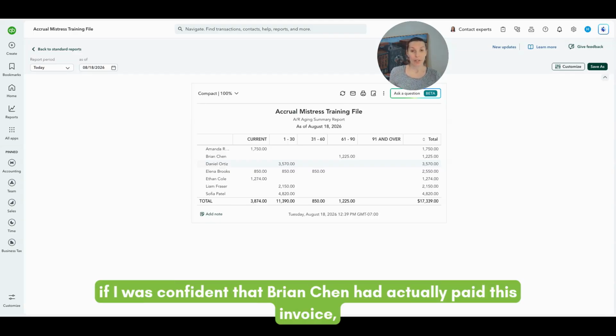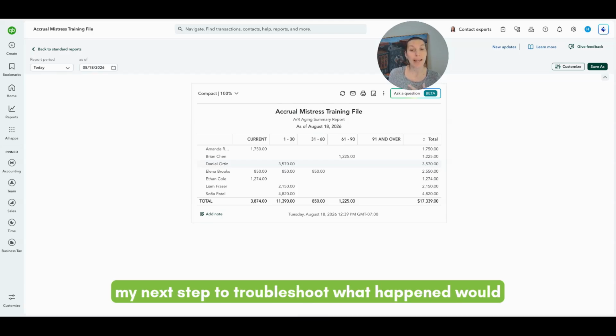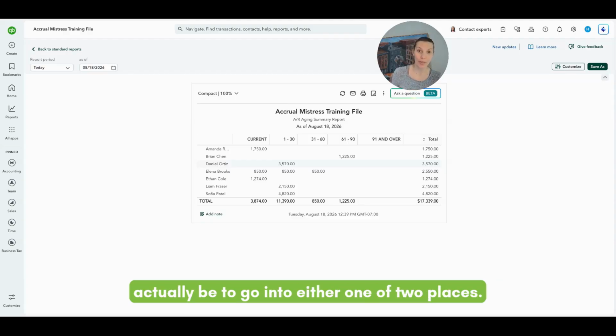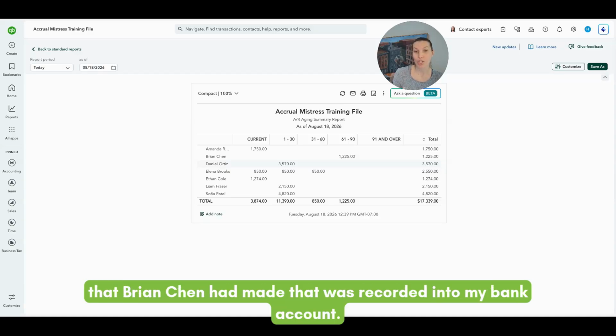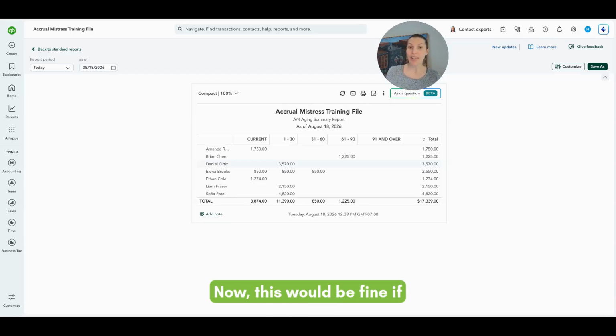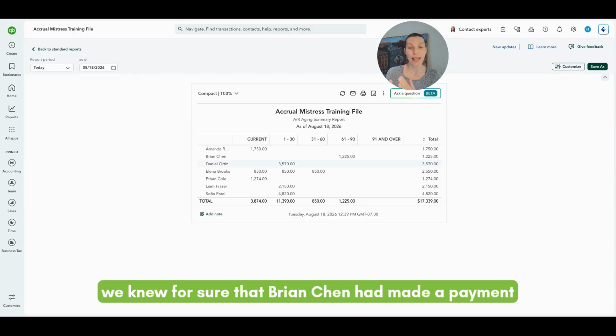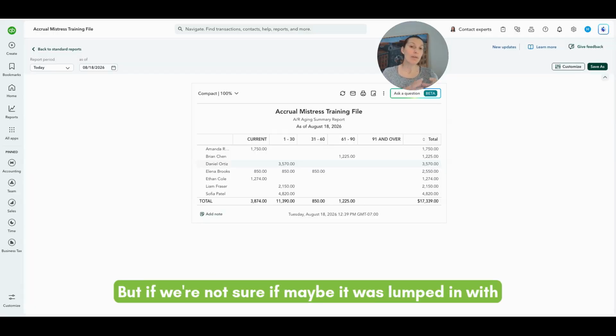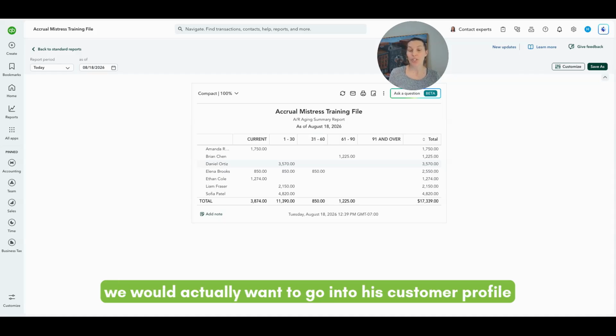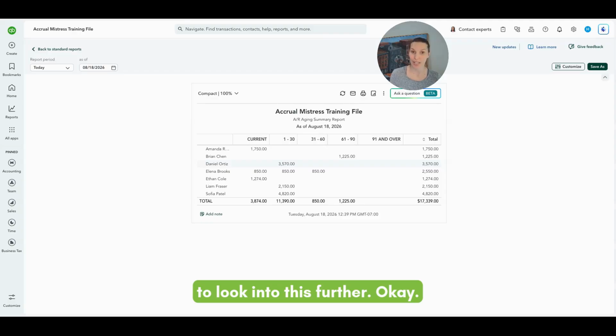Well, if I was confident that Brian Chen had actually paid this invoice, my next step to troubleshoot what happened would be to go into either one of two places: my bank register, to see if I could find the payment that Brian Chen made that was recorded into my bank account. Now, this would be fine if we knew for sure that Brian Chen had made a payment and that was the only thing we deposited that day. But if we're not sure if maybe it was lumped in with another payment, or we're not 100% sure of the date that Brian Chen made the payment to this invoice, we would want to go into his customer profile to look into this further.